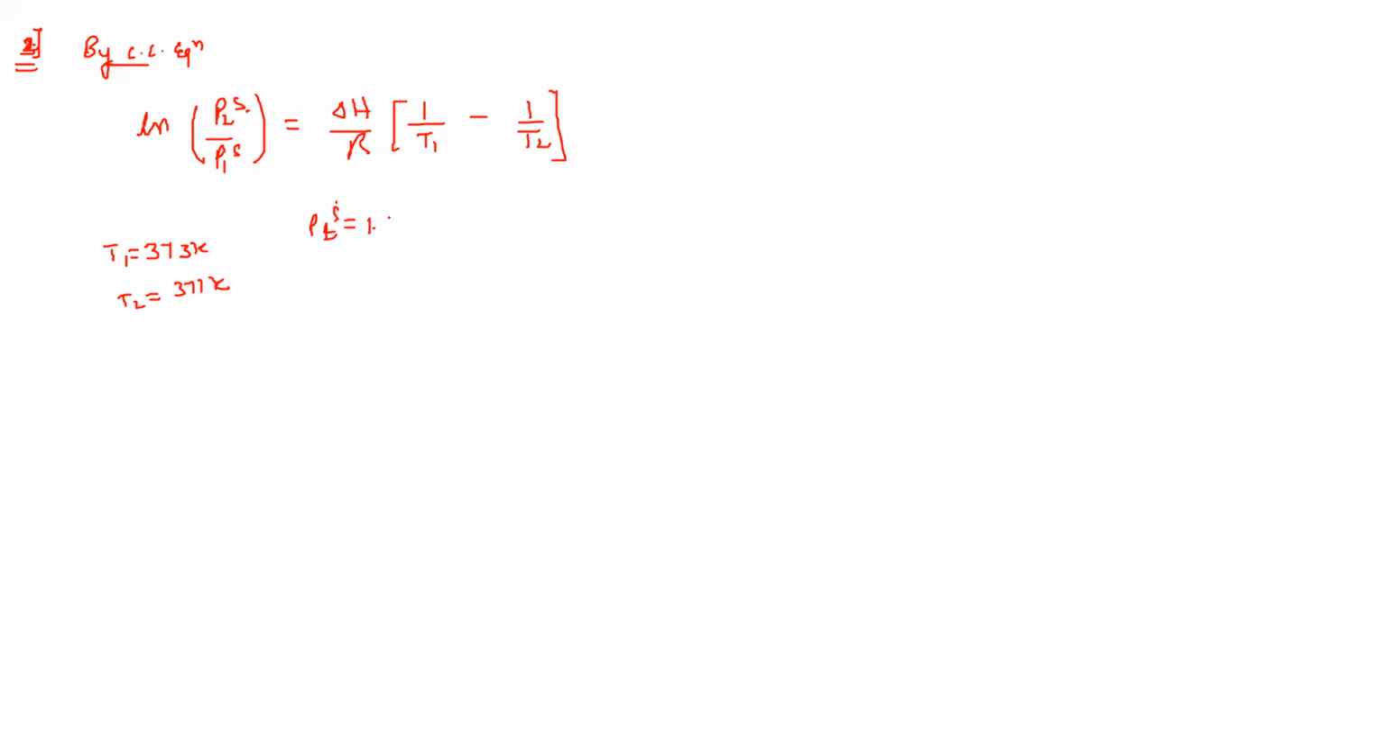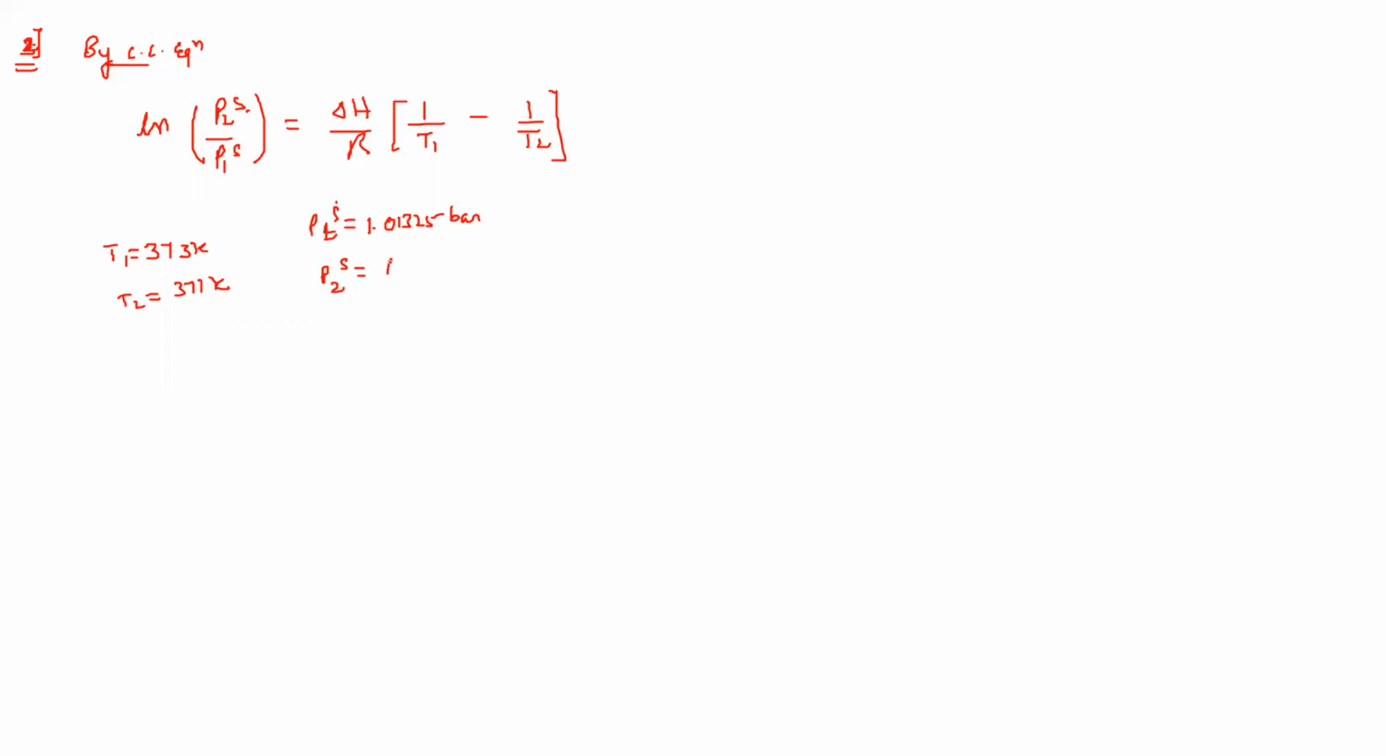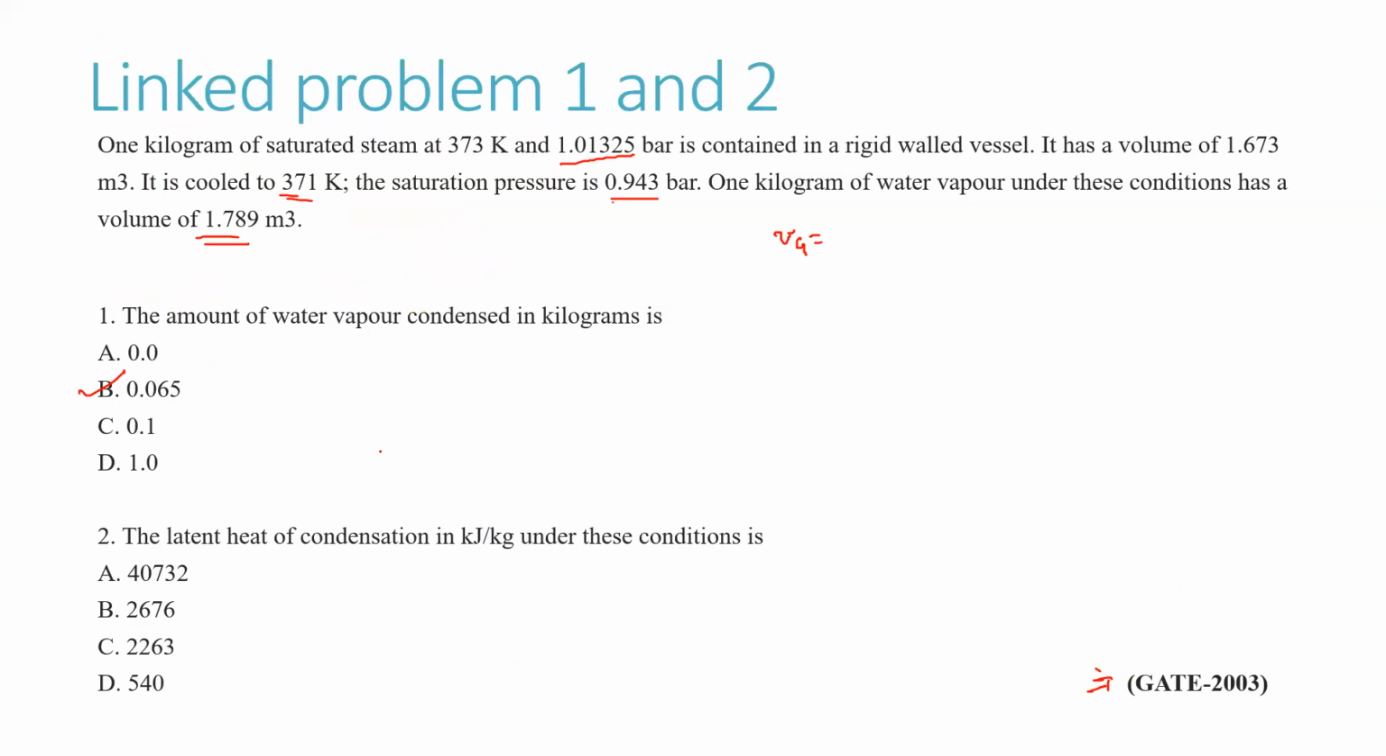P1 saturation is 1.01325 bar and P2 saturation is 0.943 bar. All right. R, we are going to take as 8.314 kilojoule per kilomole Kelvin. So from this, we'll get delta H in kilojoule per kilomole. On substituting everything, we get delta H, which is 4133.4374 kilojoule per kilomole.